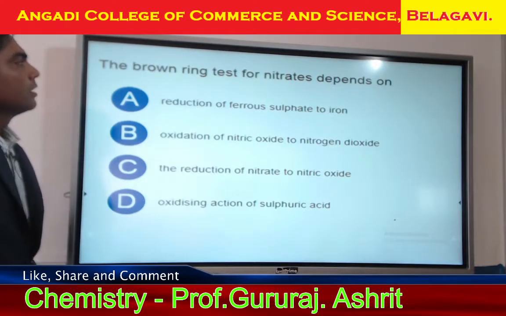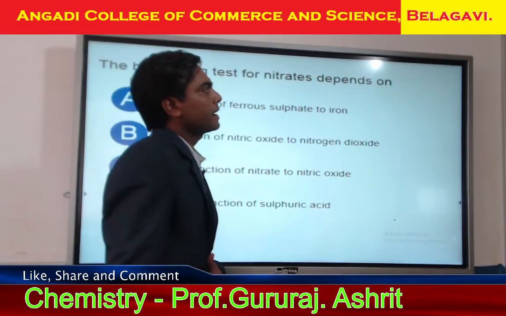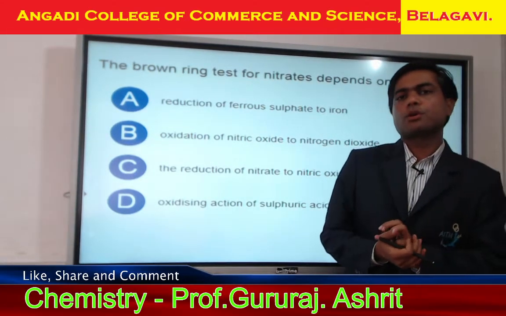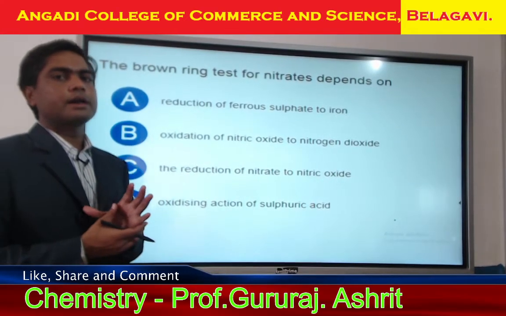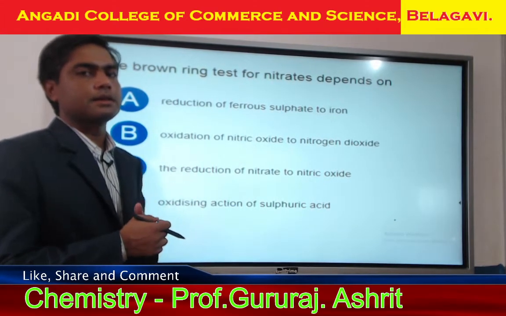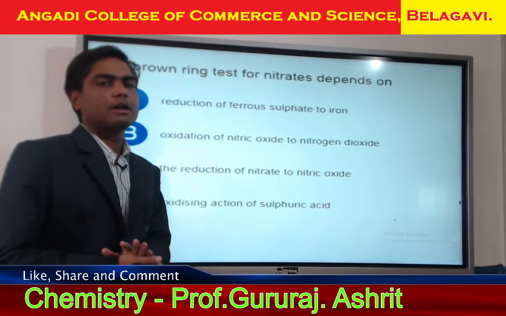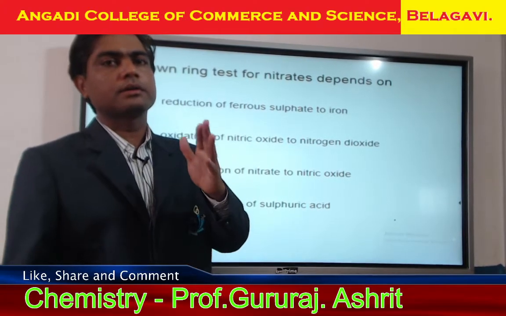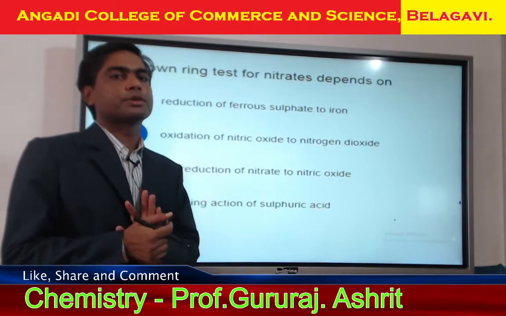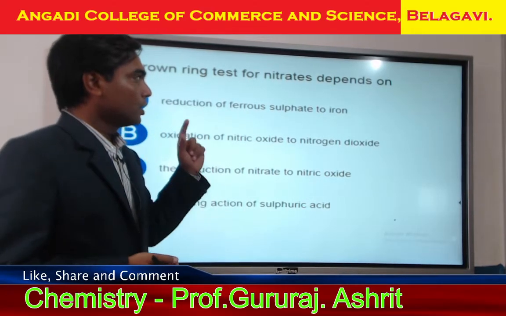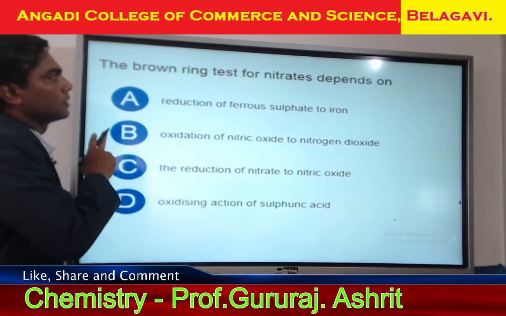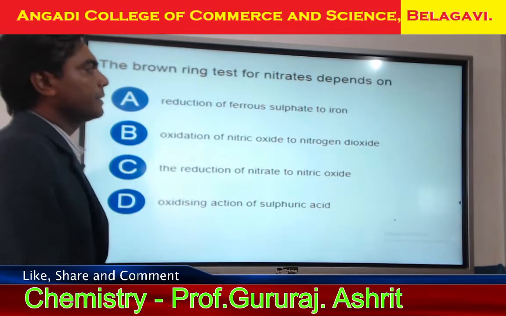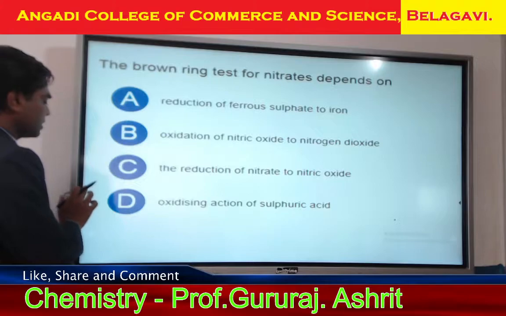Next one. The brown ring test for nitrates depends on. As all of you know, in inorganic salt analysis, we do the brown ring test whenever a nitrate salt is given. And in the p block element chapter, while learning nitric acid by the Ostwald process, in chemical properties you learn about the brown ring test. So he is asking the brown ring test for nitrate depends on. So what is the answer for this one?